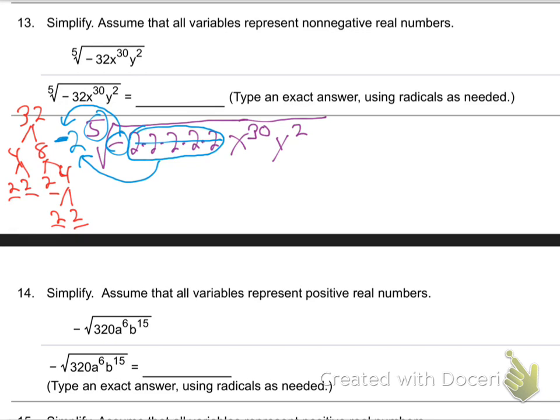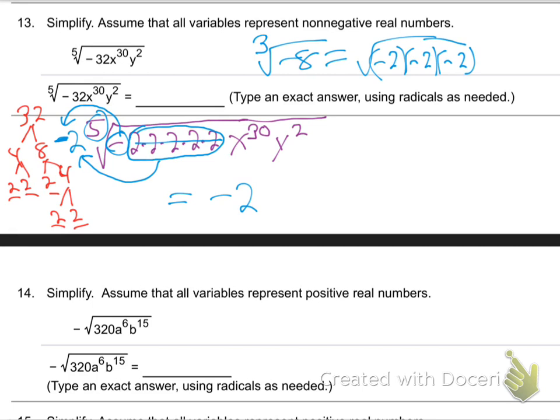So the answer is going to be -2. Why does the negative come out? Because an odd amount of negatives, like if you have the cube root of -8, that's -2 times -2 times -2. That's right. 3 negatives make -8. So it's a 3 for 1 deal. 3 -2's, out comes a -2. So that's what's happening here. Really, there's a negative on each of these 2's. There's 5 -2's there. So out comes a -2.